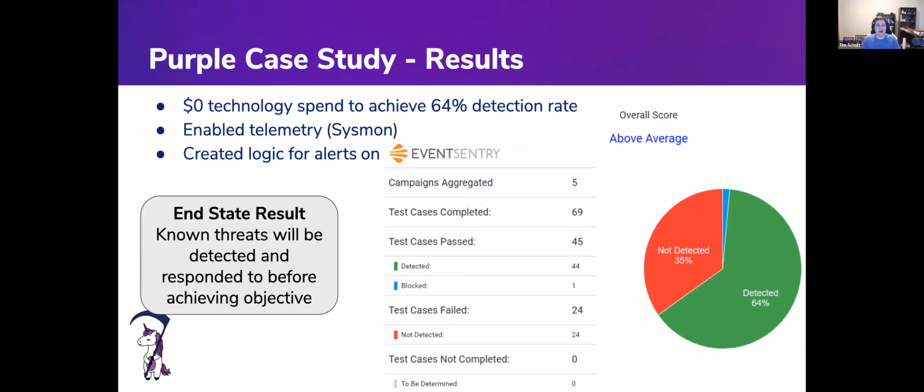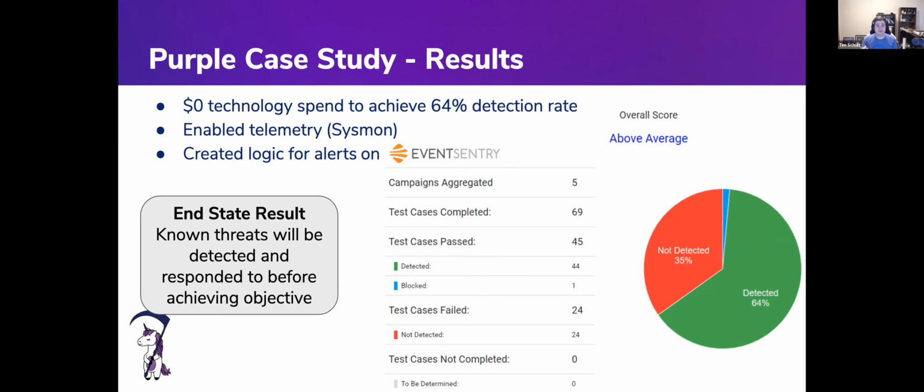Now, a little bit more behind it. We enabled telemetry with Sysmon. That was a key part of gathering the data that you can then work on analysis for detections. The blue team had to work with Event Sentry, which is a SIEM that was in place. Again, we can't spend any money on new technology, including new SIEM tools. So we created additional logic and alerts for it.